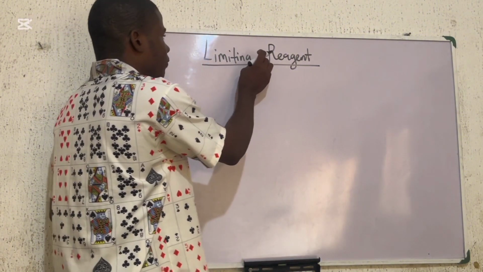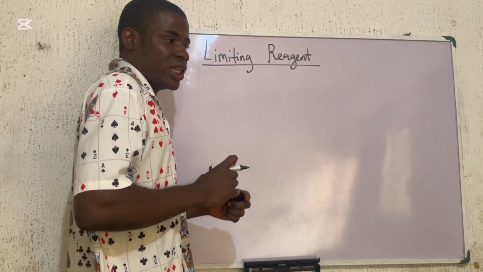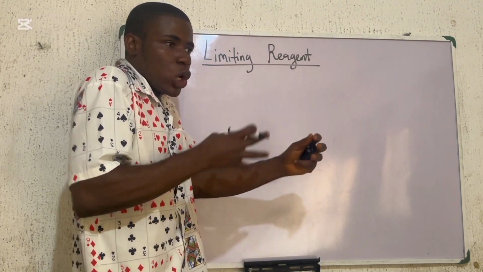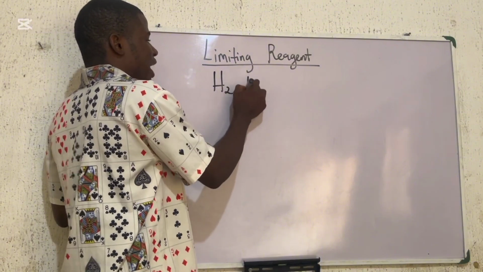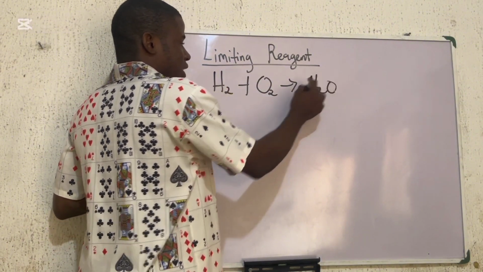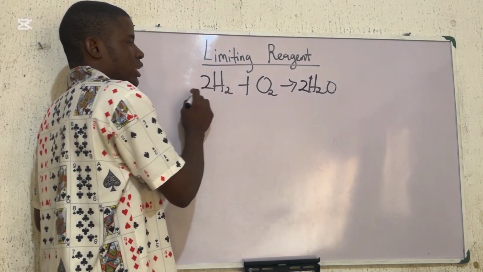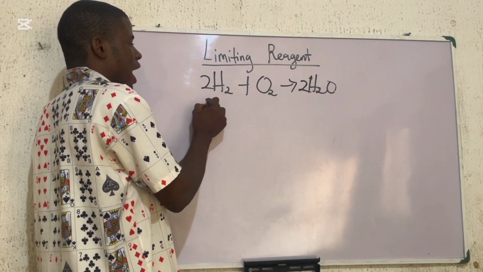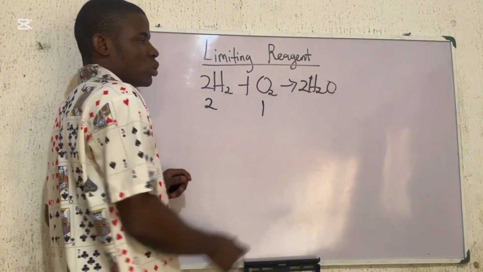Let me explain what we mean by limiting reagent. When I explain stoichiometry, it is the mole ratio in which reactants combine to form products. If I have hydrogen gas reacting with oxygen gas to give water, H2O, and you balance it, watch out, this is the balanced equation: 2 moles of hydrogen gas will react with 1 mole of oxygen to form 2 moles of water.